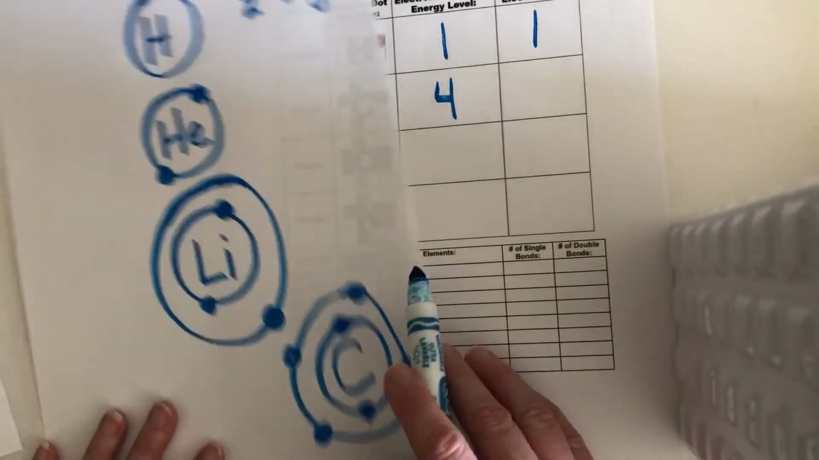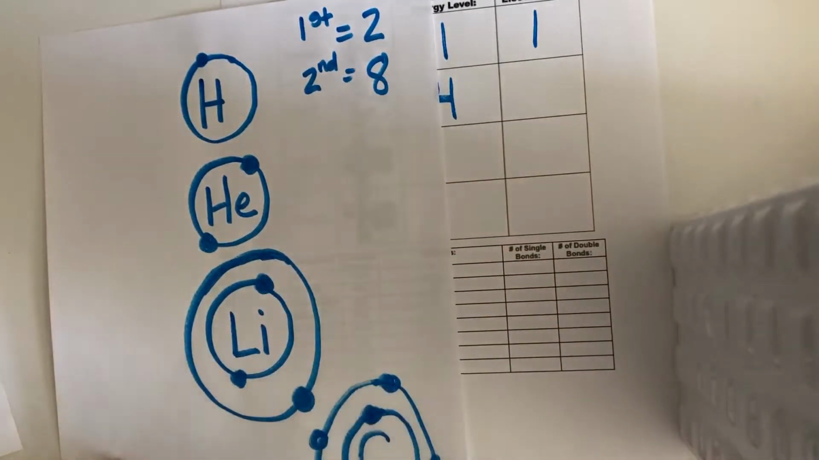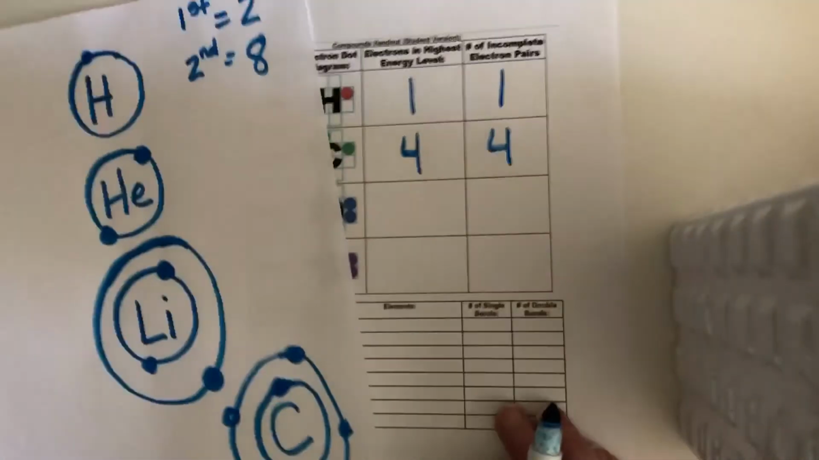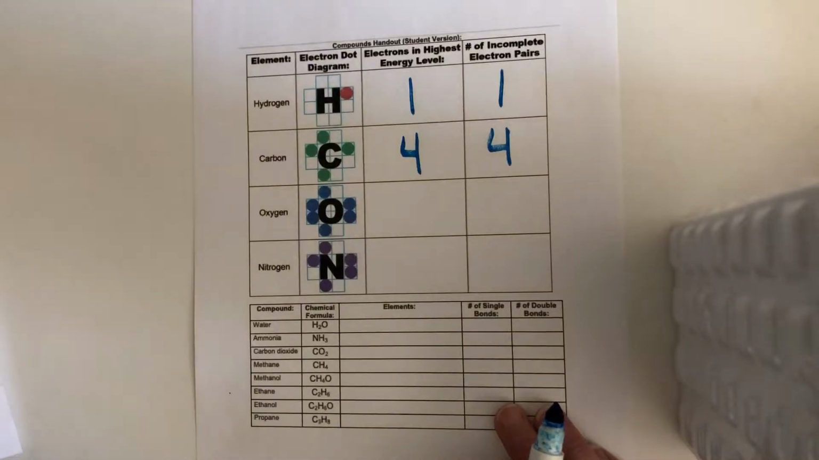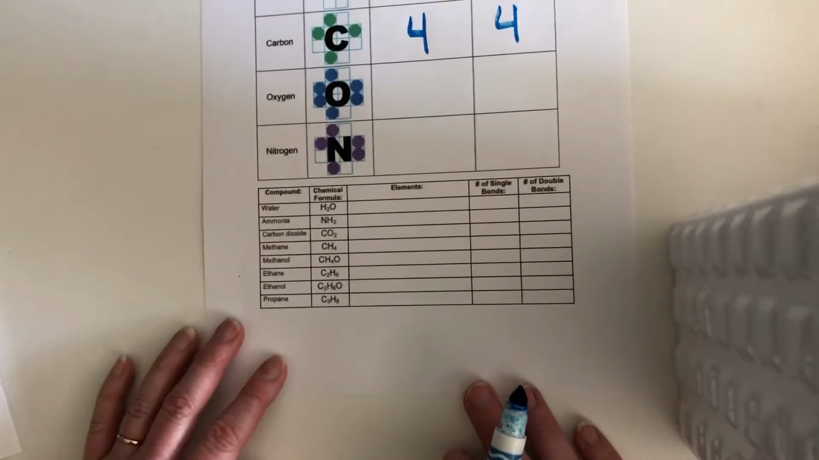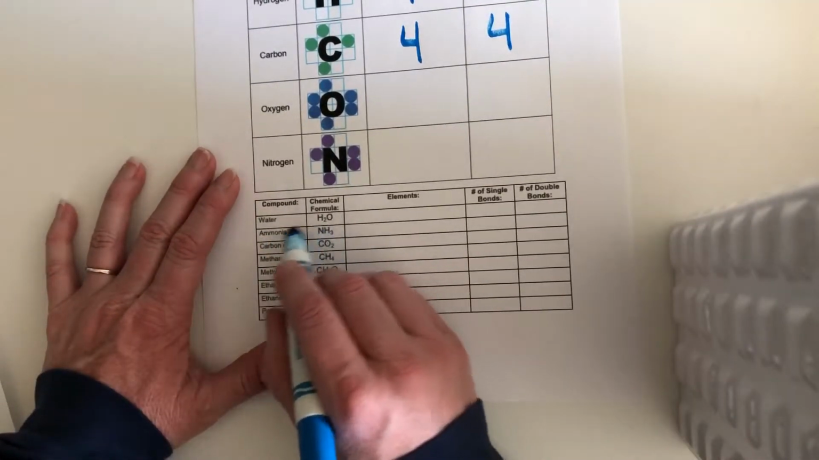And the number of incomplete pairs, how many is it missing to be full? 8 minus 4 means that it needs 4 more to be full. All right. The next thing that I want to show you is this lower part. On this lower part, it's first asking you, what is this made out of?